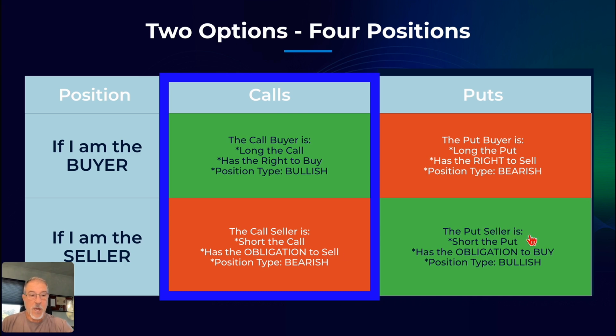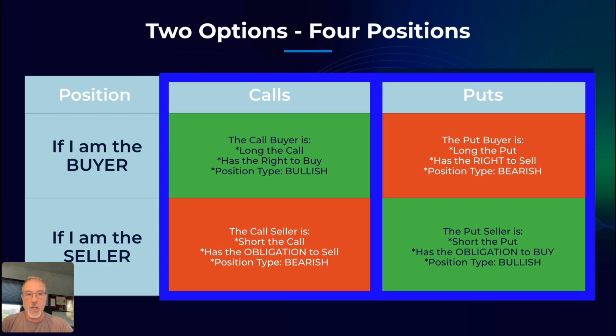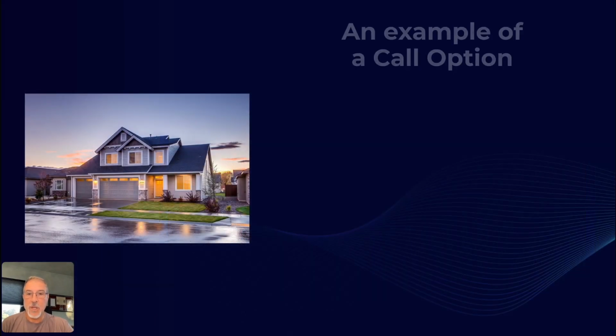And then if I'm the seller of a put, that means I have an obligation to buy if the price goes below a particular strike price. That is a bullish position. I'm going to lead off the next few slides recapping this same information, because this is the critical understanding, if you will, of options. Those are the positions that you can have.